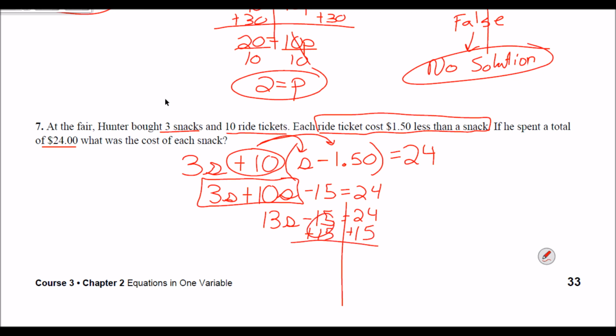So we're going to add 15 on each side. So that gives me 13s, which is equal to 39. Divide each side by 13. And s is 3.